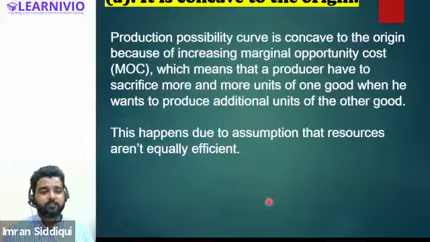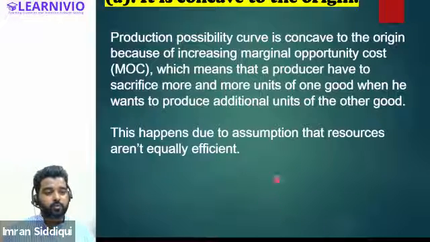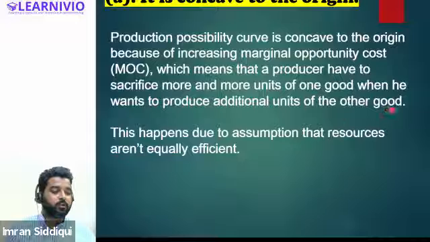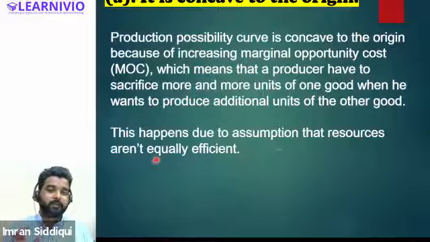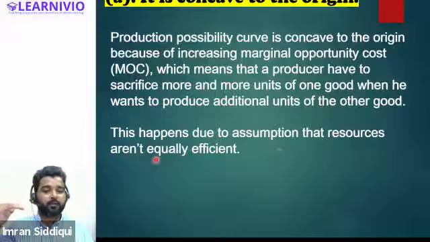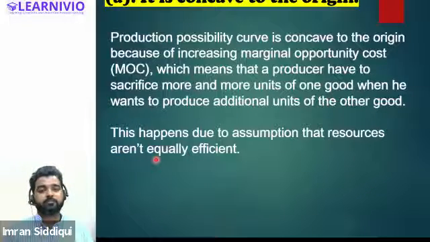And why is the production possibility curve concave to the origin? We have also explained this particular point. The production possibility curve is concave to the origin because of increasing marginal opportunity cost, which means that the producer has to sacrifice more and more units of one good when he wants to produce an additional unit of the other good. This happens due to the assumption that resources are not equally efficient. If resources tend to be equally efficient, this basically means that the producer has to sacrifice the same quantity of commodity every time. Then marginal opportunity cost would have been constant, 4:1, 4:1, 4:1, something like this.